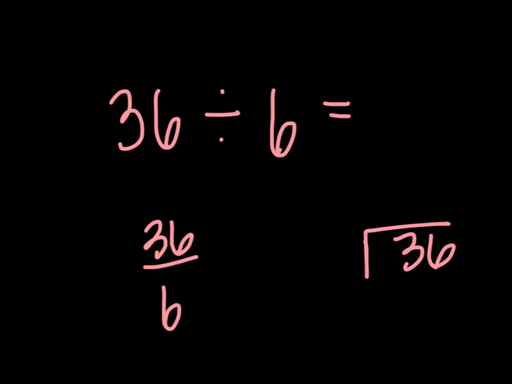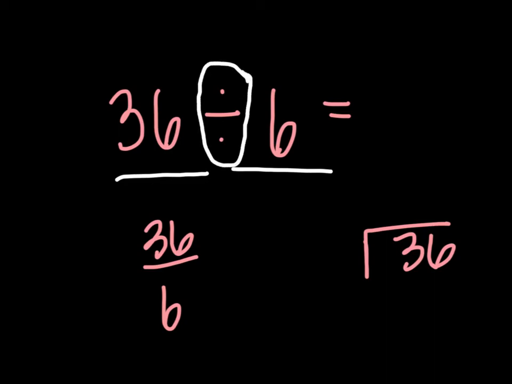The first thing I want to talk about is that when we see a division problem, we see it written in three different ways. The first one is 36 divided by 6, with this division symbol. So in this situation, our equation is written with the division symbol.